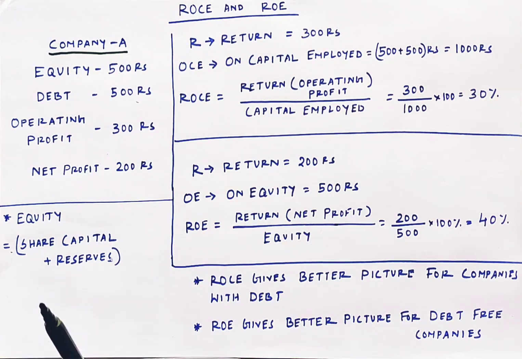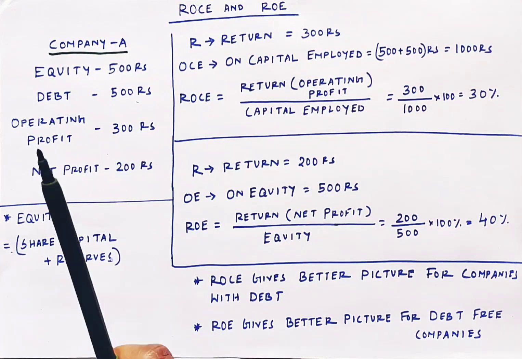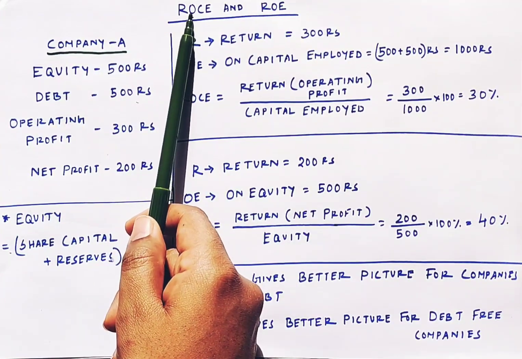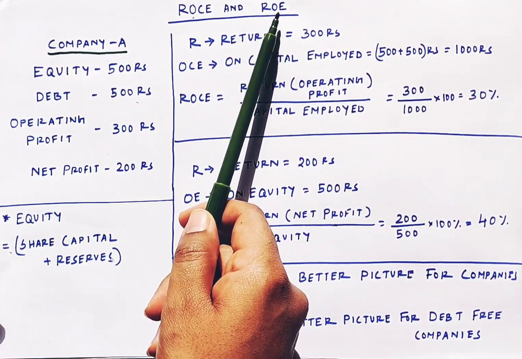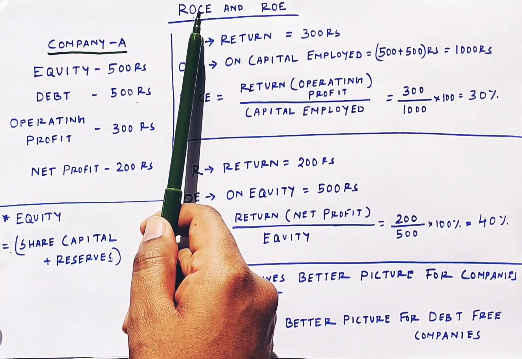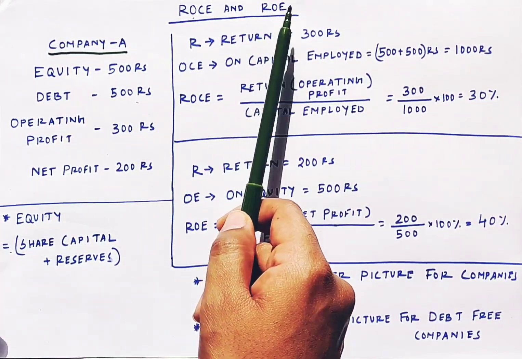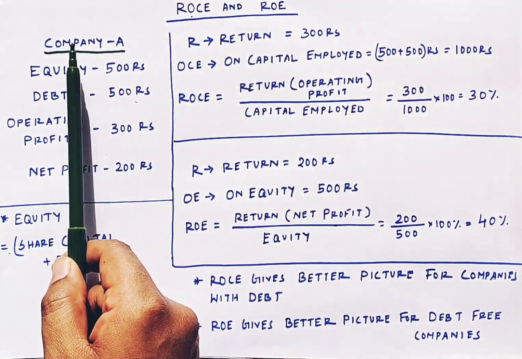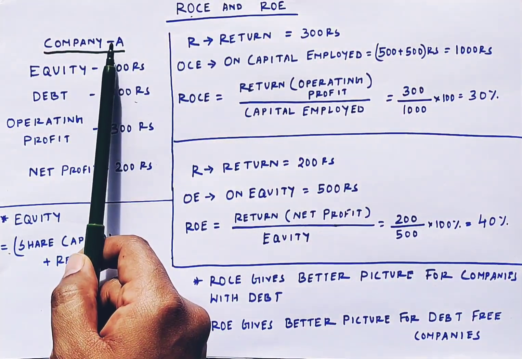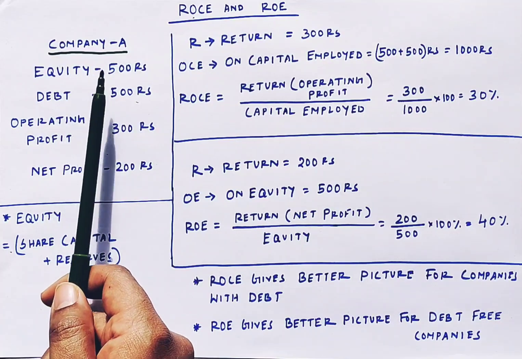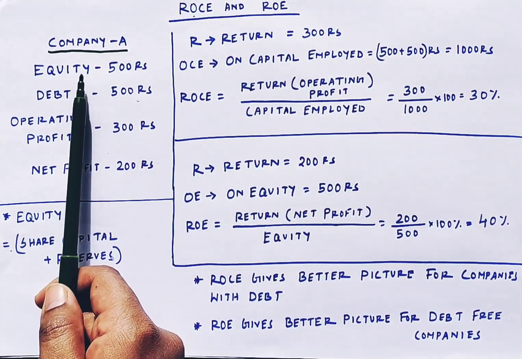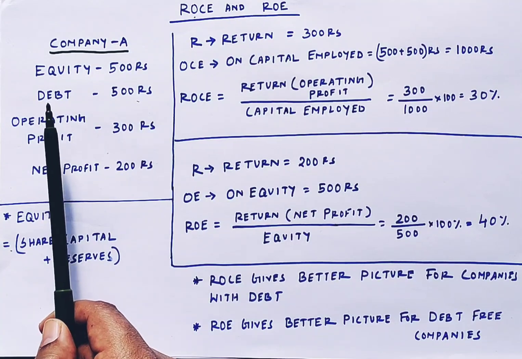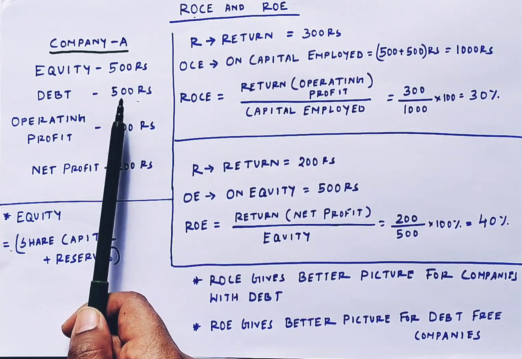In today's video, we will talk about two very important attributes of the stock market, which are ROCE and ROE: return on capital employed and return on equity. So let's say you have built a company known as A. You have a total of 500 rupees of equity with you, and let's say you have raised some money or taken some debt or loan of 500 rupees.